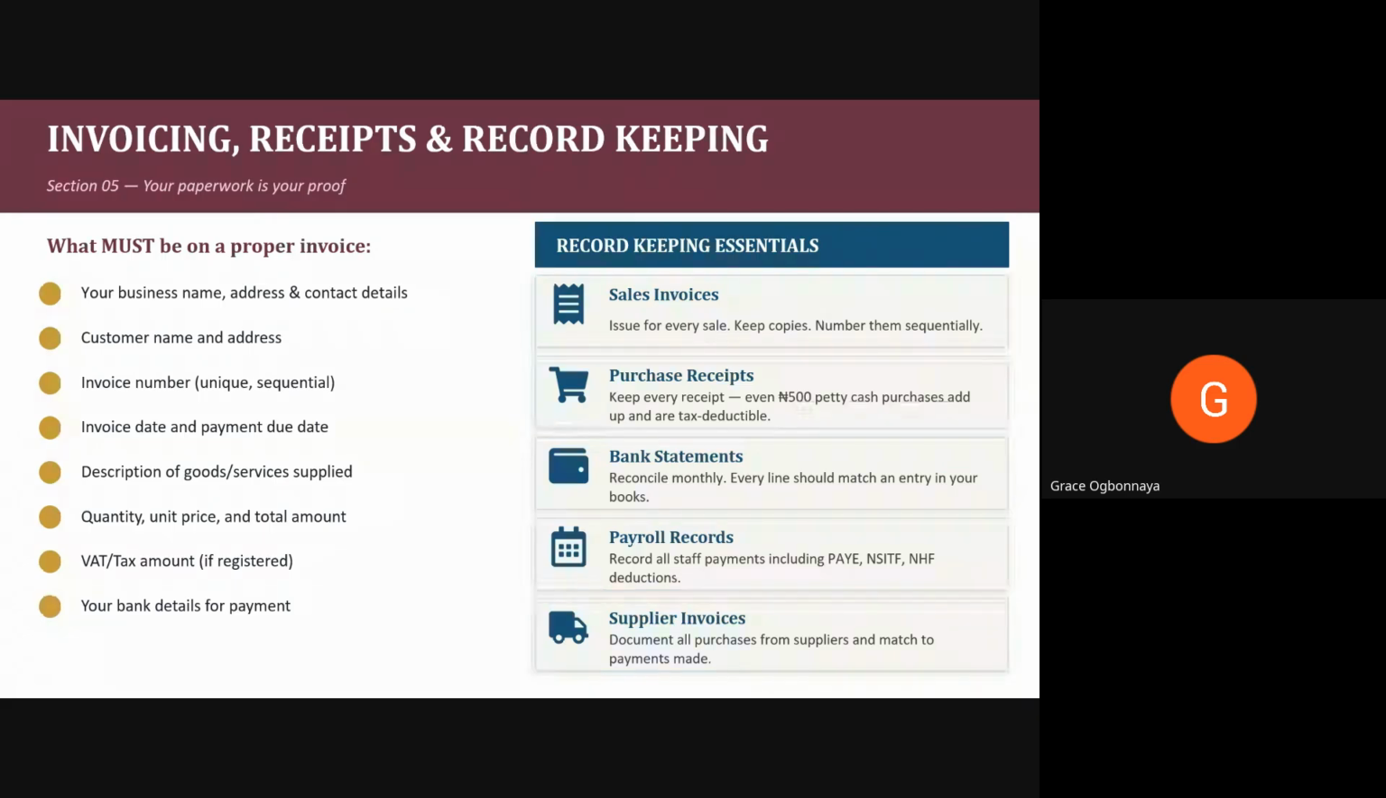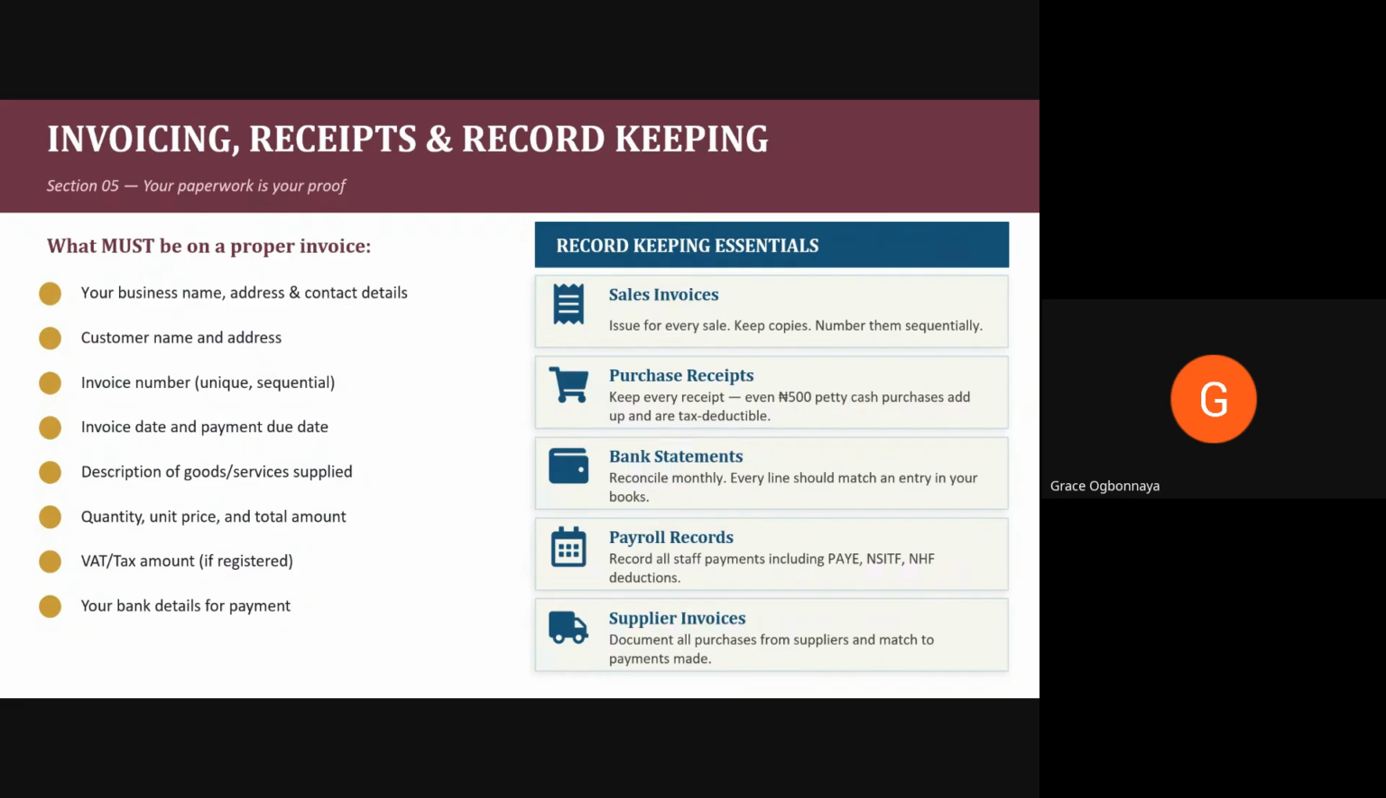For example, a proper invoice should have a business name, an address, customer name, invoice number, invoice date, payment, description of goods, quantity, VAT, and bank details, right? Even if you don't have an invoice, you should have a record.